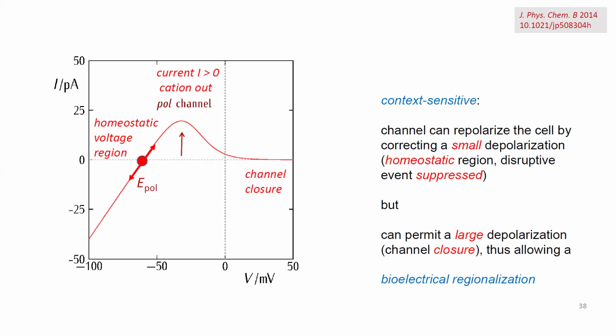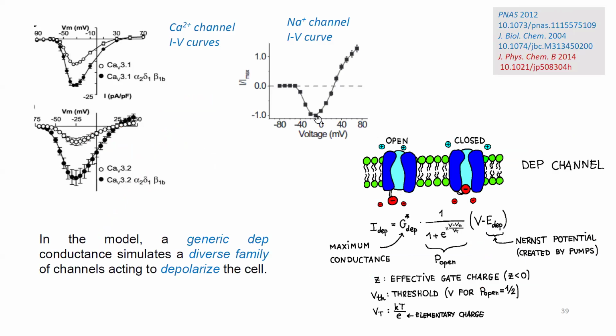Now we move to the case of the outward rectifying channels. In this case, we have a multitude of experimental curves concerning, for instance, this calcium channel or this potassium channel. So we follow a generic conductance simulating a diverse family of channels trying to depolarize the cell.